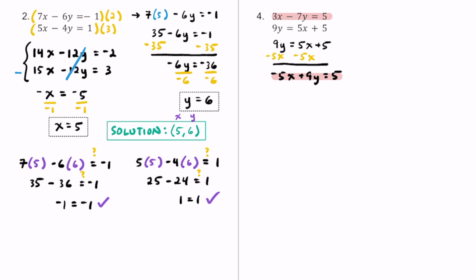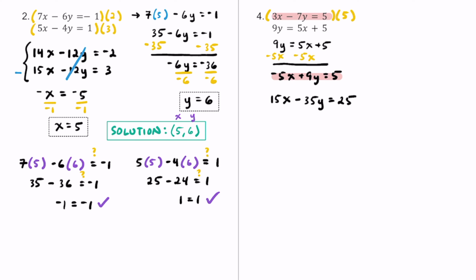So I'm going to go ahead and eliminate these x terms first, right? So let's multiply this whole top equation by 5. 5 times 3x is going to be 15x, and then 5 times -7y is going to be -35y, and then 5 times 5 is equal to 25. So that's that top equation.